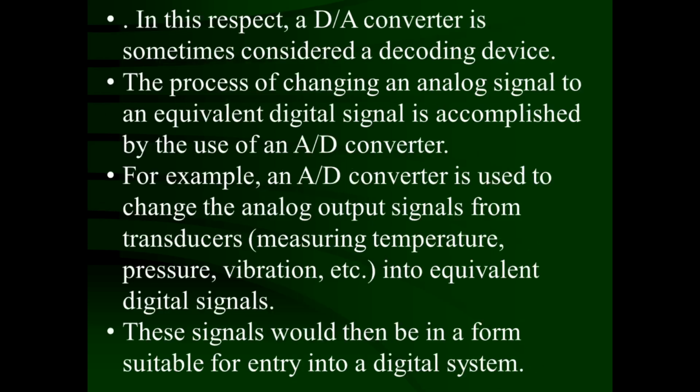In this respect, a D to A converter is sometimes considered a decoding device. So you understand now, a D to A converter is also known as a decoding device. It is decoding the digital information into layman's language, that is, analog form. The process of changing an analog signal to an equivalent digital signal is accomplished by the use of an A to D converter.